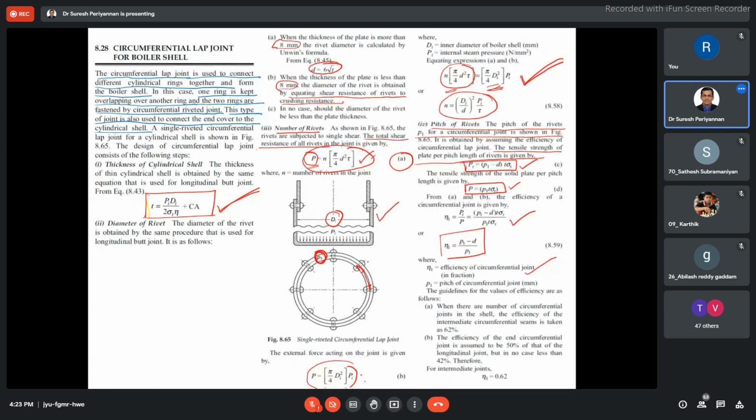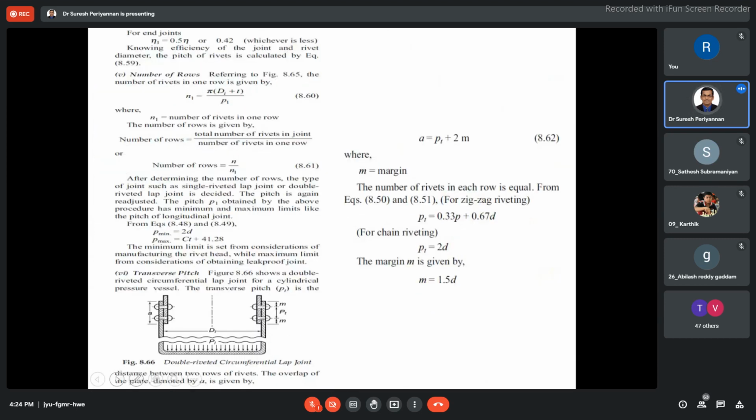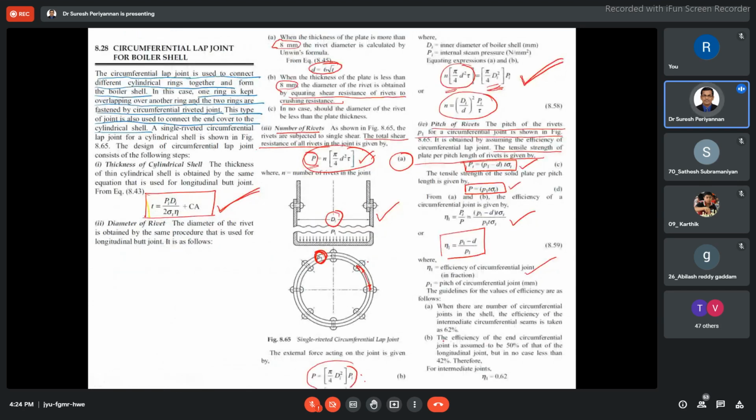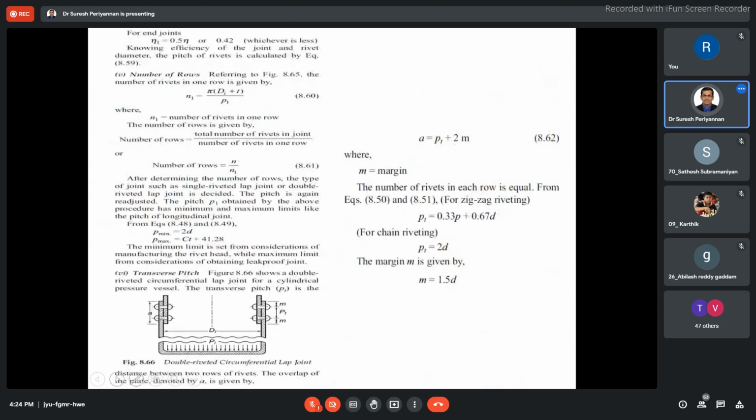The remaining theories are simple. Now you come to this. What it is saying: the efficiency of the end circumferential joint is assumed to be 50% of the longitudinal joint. But for intermediate joints, the efficiency of the circumferential joint N1 is equal to 0.62. These are the theories. This is nothing difficult.